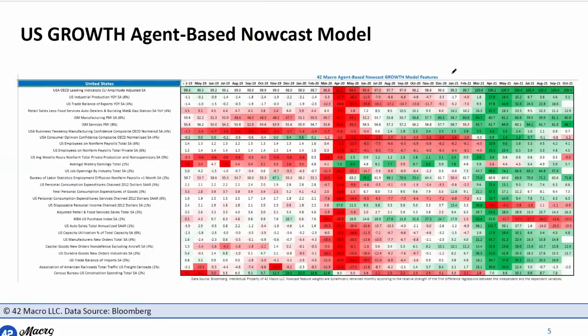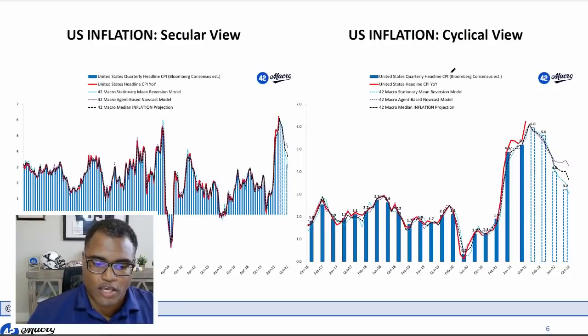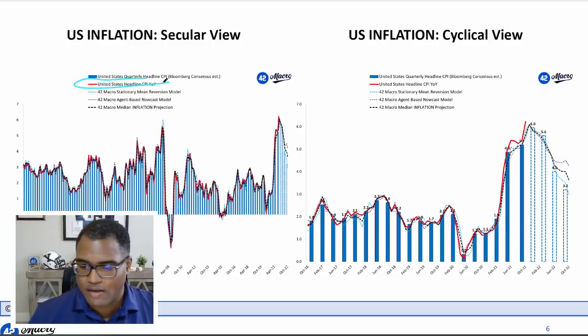Just hopping into our nowcast model here. We're doing the same process for every country. Same process, different data sets, obviously, feeding into the nowcast models in every country. And then we're doing the same process with inflation as well, using headline CPI on a year-over-year basis. What we're trying to do is effectively forecast the change in the CPI.